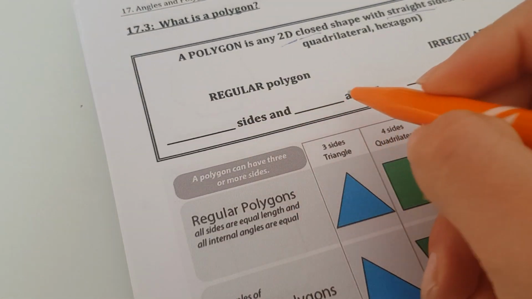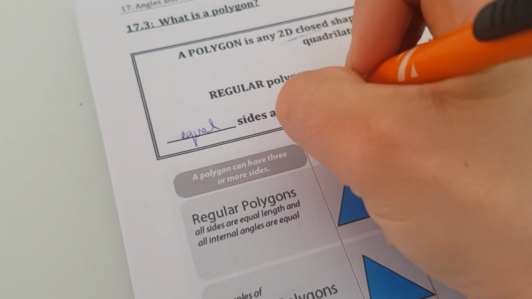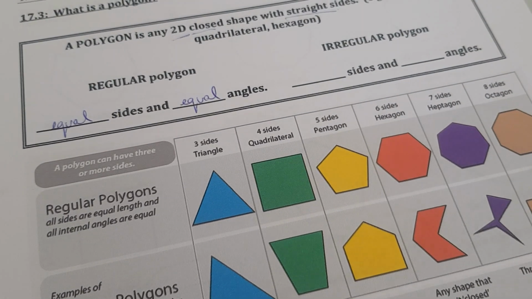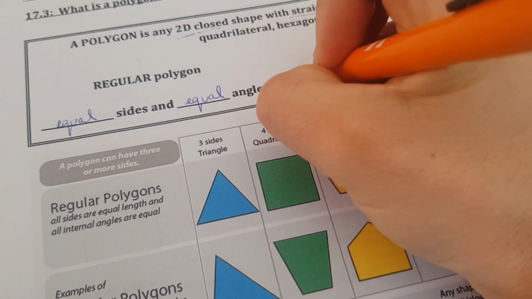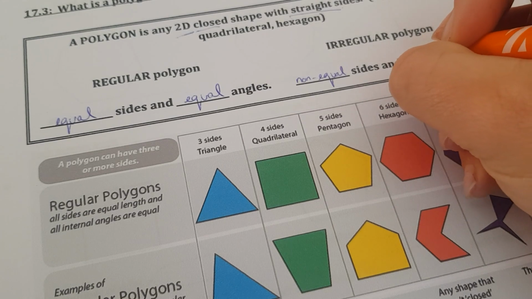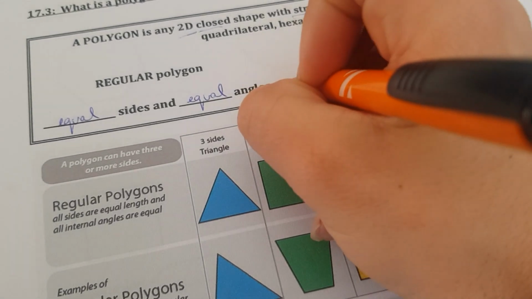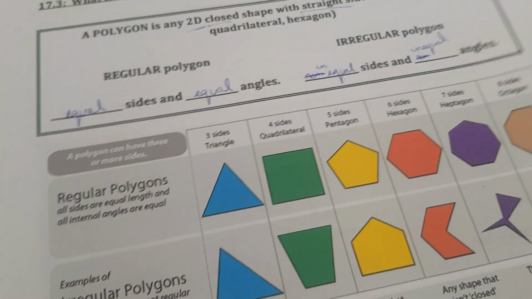So, regular polygons have equal sides and equal angles. Okay, irregular polygons have non-equal sides, or unequal, and unequal angles. Okay, change that to unequal.